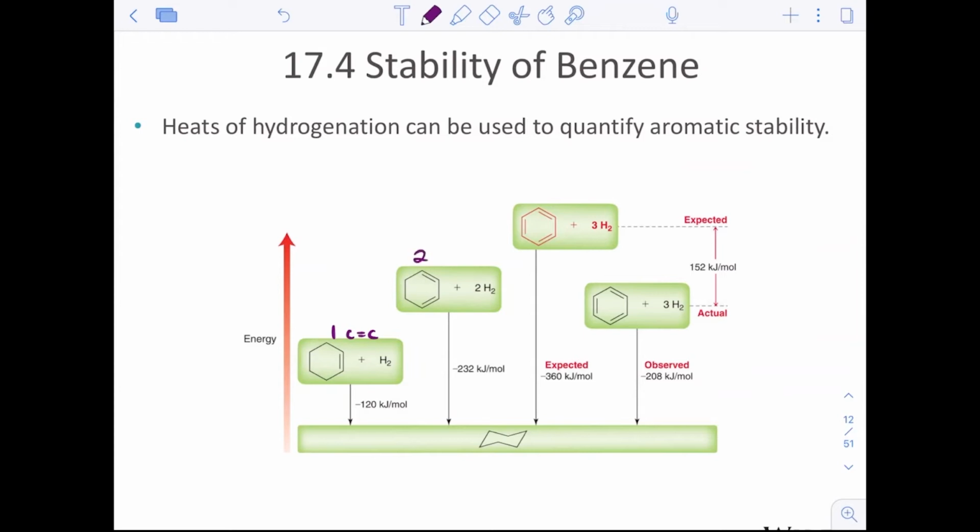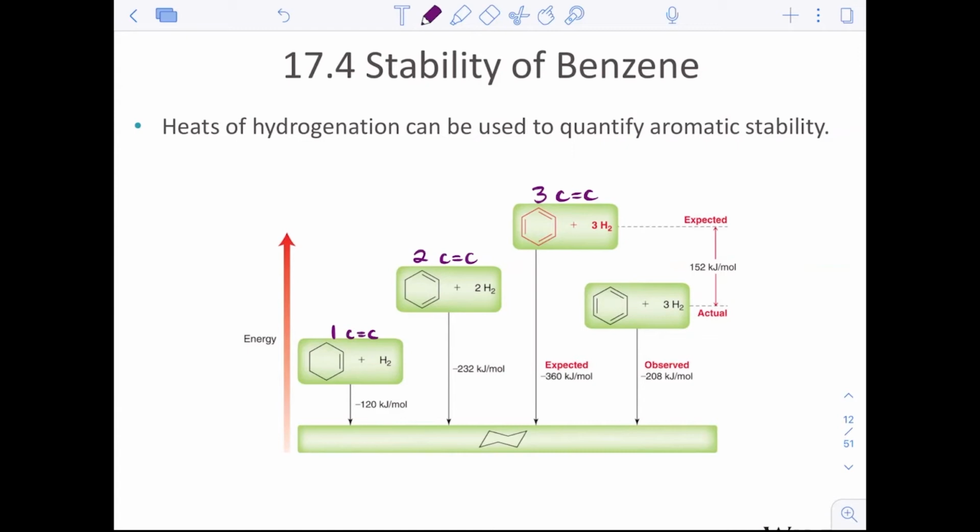With 2 pi bonds, 2 carbon-carbon double bonds, even though they're conjugated, they release almost double, right? A little bit less, probably because of conjugation, right? But negative 232 kilojoules per mole are released when we do that hydrogenation. So it was expected that 3 carbon-carbon double bonds would release 360, right? 3 times the amount that we have observed from just one.